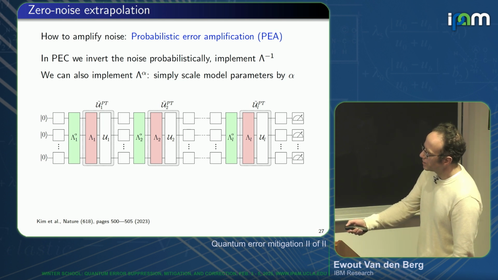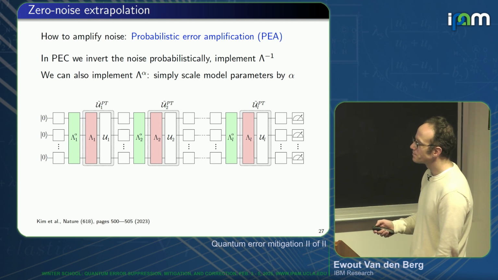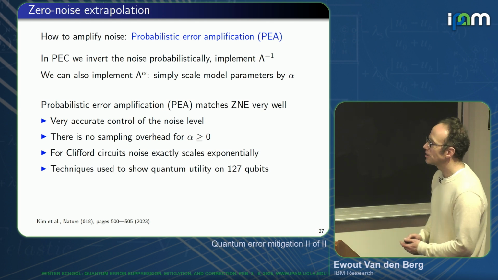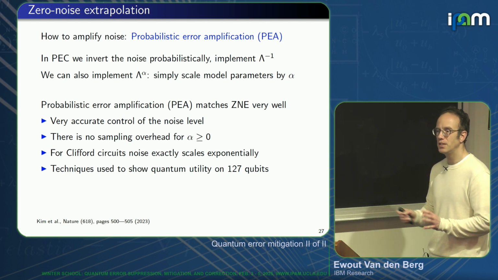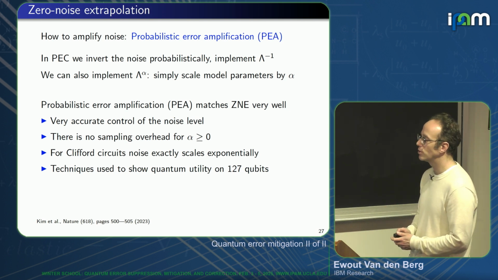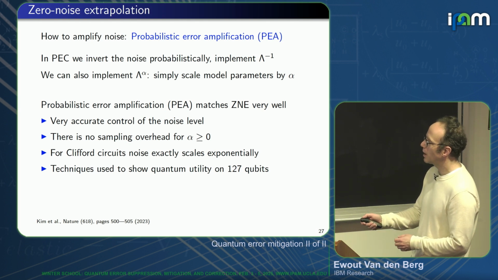So then instead of adding a lambda inverse, you just make things worse. And the first noise comes for free, so you have 1 plus alpha noise in that case, right? So probabilistic error amplification actually matches the ZNE structure very well. You have very accurate control of the noise level. You really know how it scales.